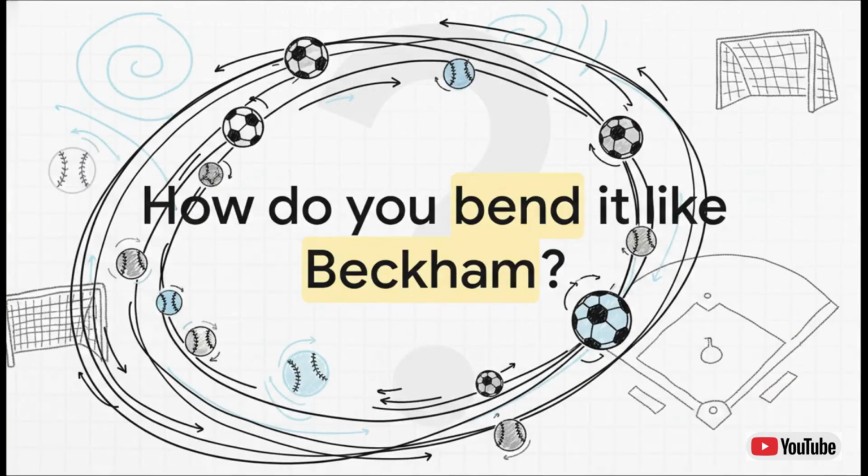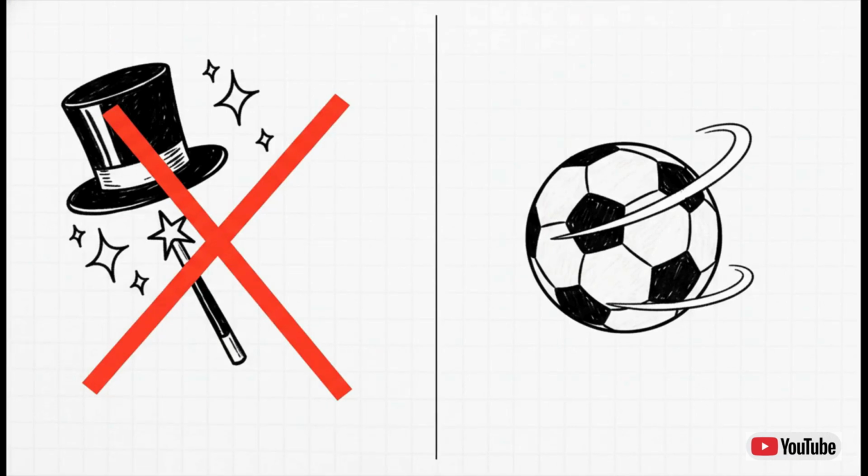Yeah, that famous question from the movie, but it's a real puzzle, one that scientists and athletes have been obsessed with for a long, long time. So really, how do the best players in the world make a ball swerve and dip so dramatically through the air? And look, I get it. It seems impossible, right? Like some kind of magic trick.